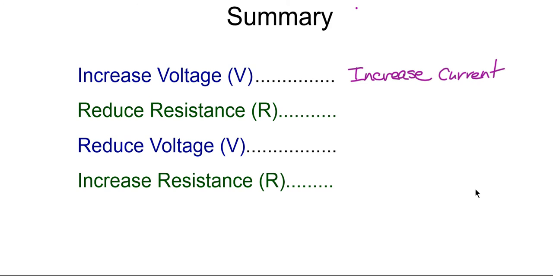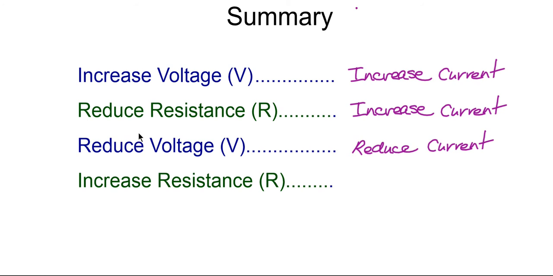I think that's about it. No, actually, here's our summary. Increase voltage, increase current, right? Reduce resistance, that also increases current. Reduce voltage, fewer electrons on the circuit. Reduce current. Increase resistance, more resistance to current. Reduce current. That's it.